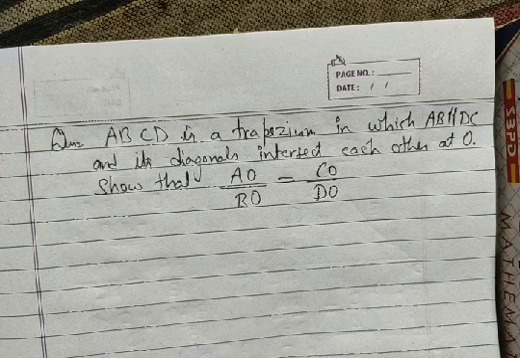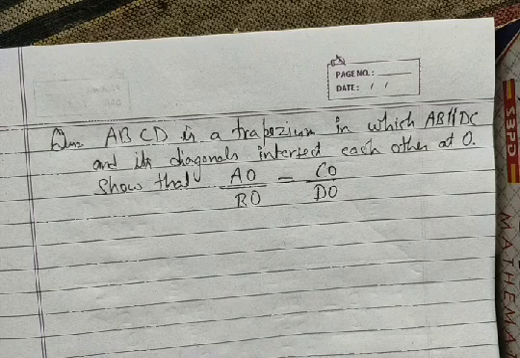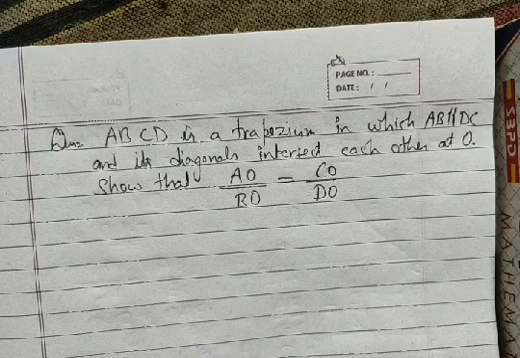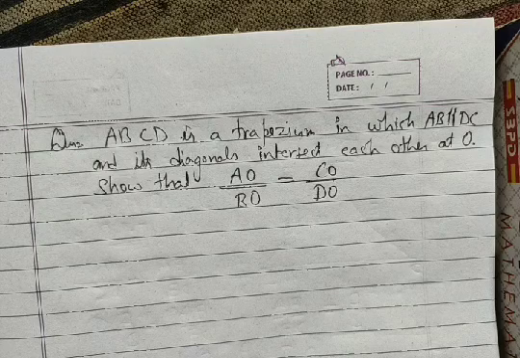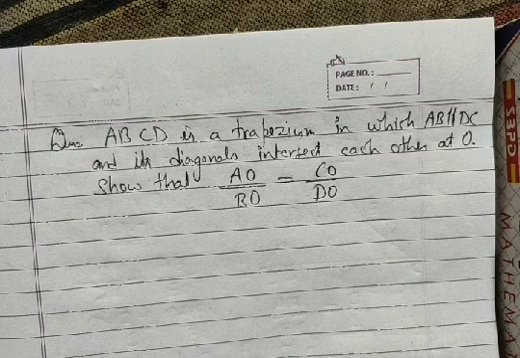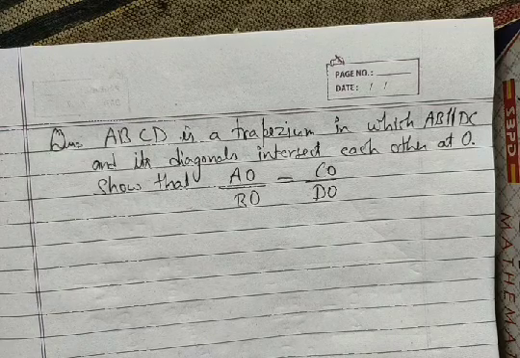It's given that ABCD is a trapezium in which AB is parallel to DC and its diagonals intersect each other at O. Now we have to show that AO by BO is equal to CO by DO. It is one of the important problems. It also belongs to our NCERT textbook.